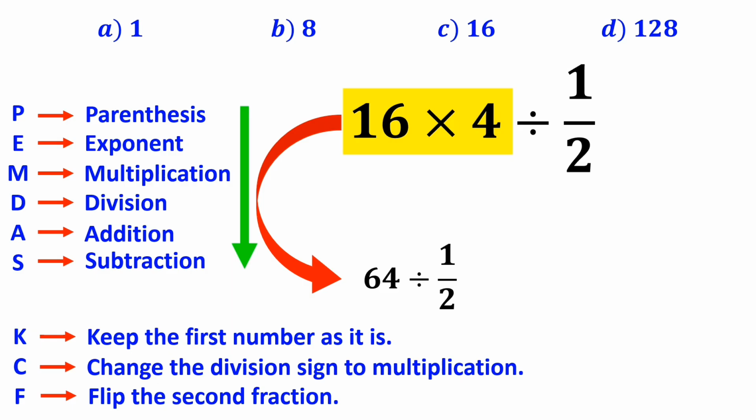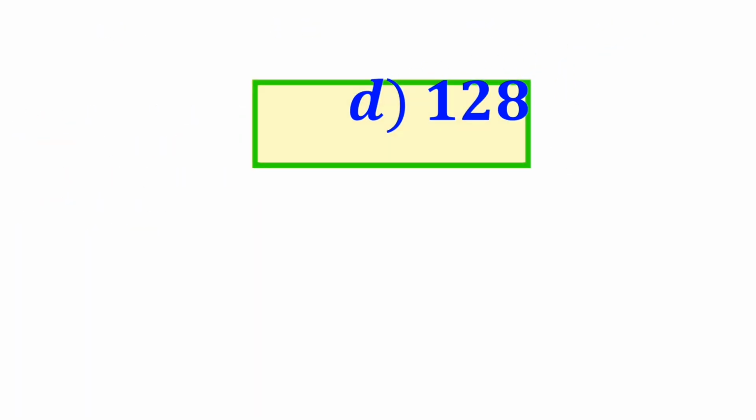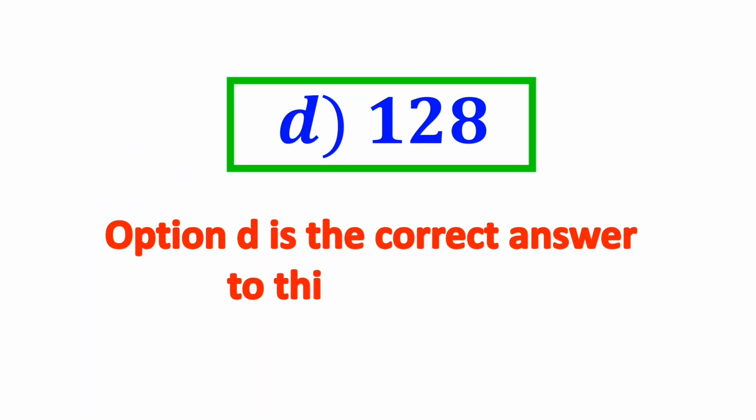And finally, in the part that is highlighted in blue, we again apply the KCF rule. So we write it as 64 times 2, which results in the final answer 128. Therefore, option D is the correct answer to this question.